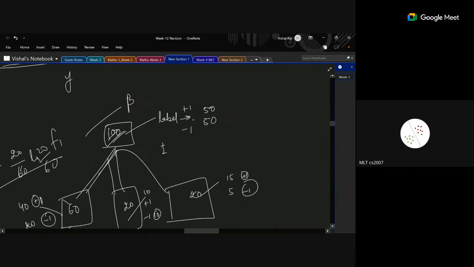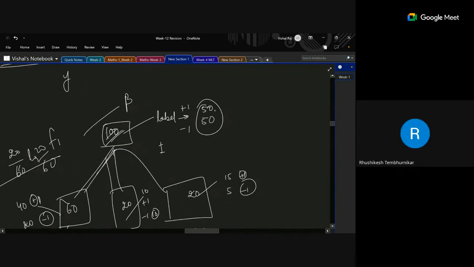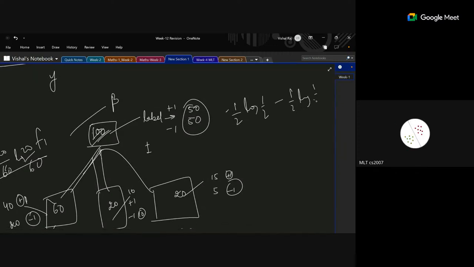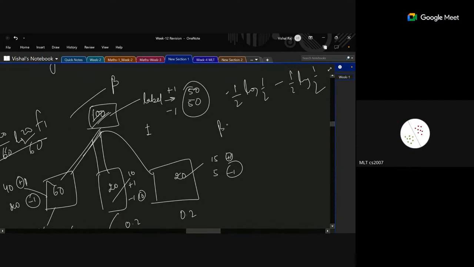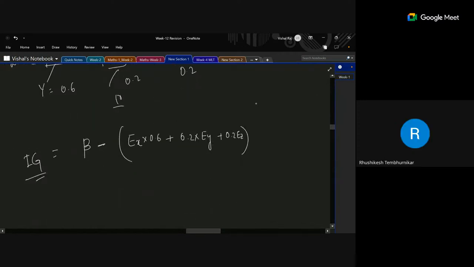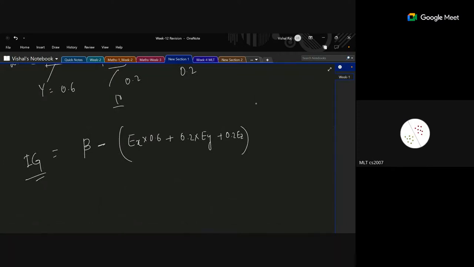So there will be some entropy for this also, right? If this is plus one, the entropy is minus 1 upon 2 log 1 upon 2, correct? This is your beta. Here, beta is 1. So the beta is the entropy of the parent. This is what I was saying. Is this clear now to everyone?